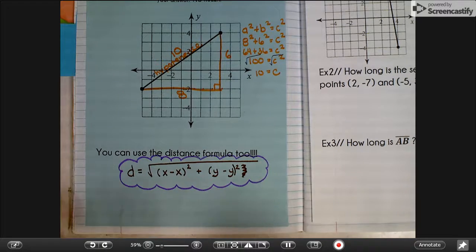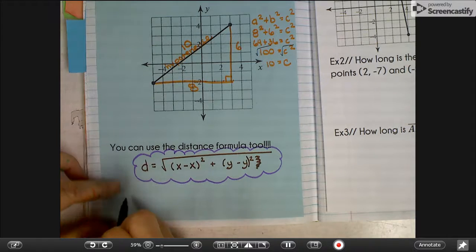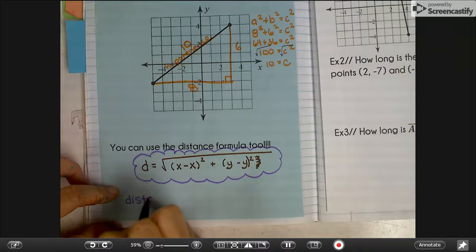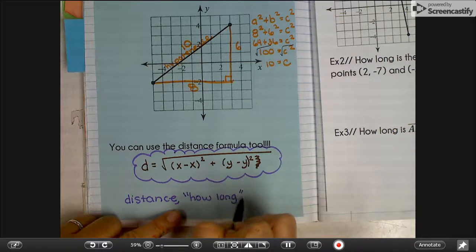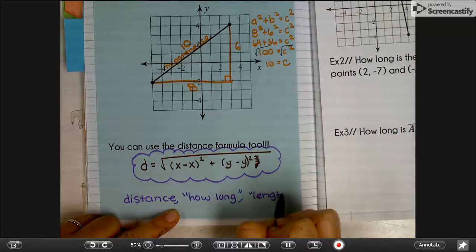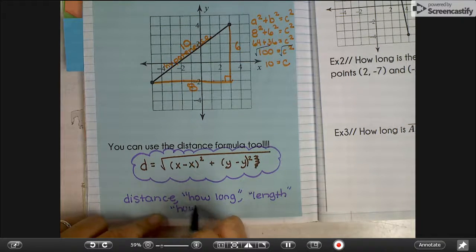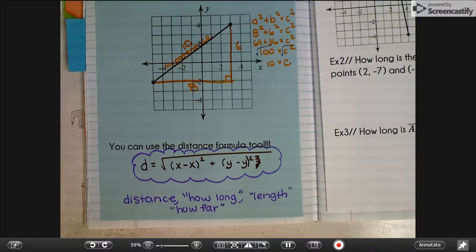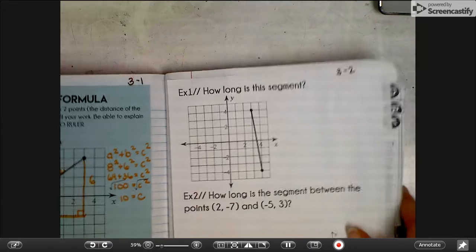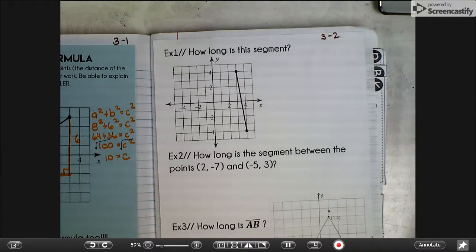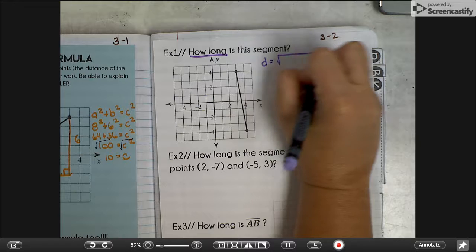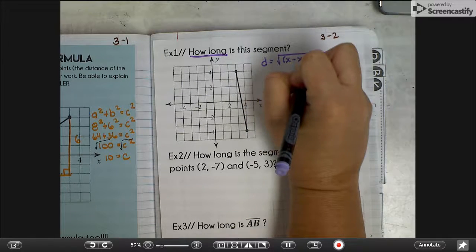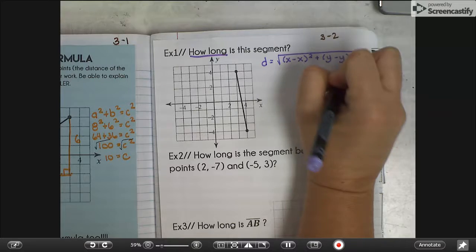The other part is that there are keywords that show that you need to use the distance formula. Obviously, sometimes it will say distance, but it will also say how long or length. Sometimes how far. Anything that indicates you're going to need a distance, you're going to use the distance formula to figure it out. So on the next page, I'm going to show you how that works. How long is this segment? We're going to use distance equals the square root of x minus x squared plus y minus y squared.